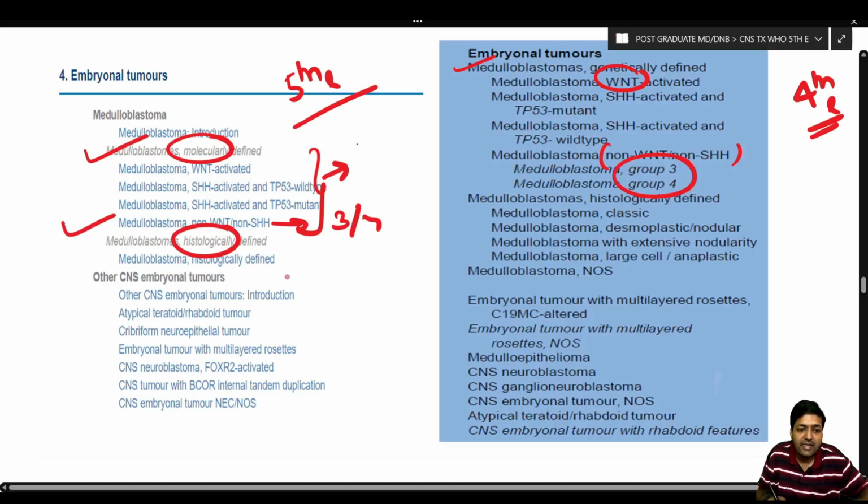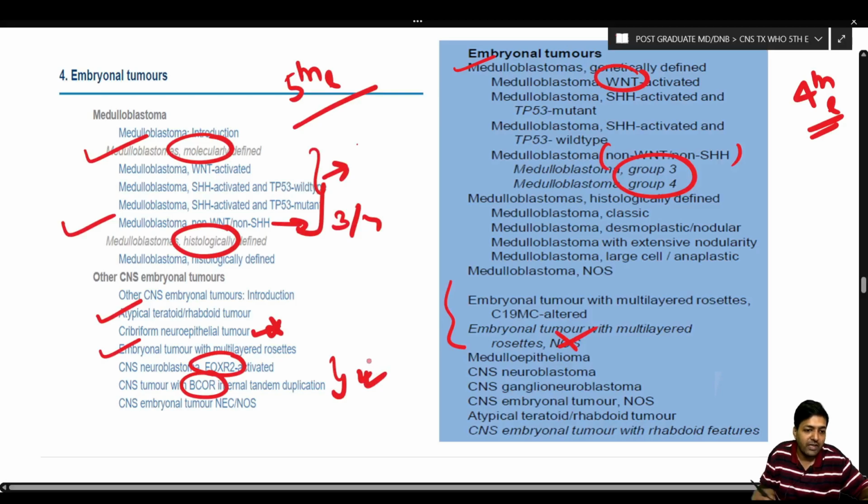Now in the other CNS embryonal tumors, many of these entities are there, like atypical teratoid rhabdoid tumor. There is an introduction of the term cribriform neuroepithelial tumor, which is new. Embryonal tumor with multilayered rosettes has been merged into one, and the NOS variety has been removed. CNS neuroblastoma, FOXR2 activated, and CNS tumor with BCOR ITD, these two are new entities that have been introduced. So these are the few changes that we see over here.